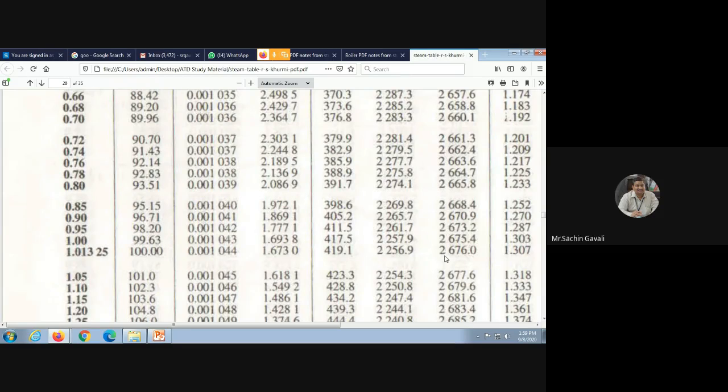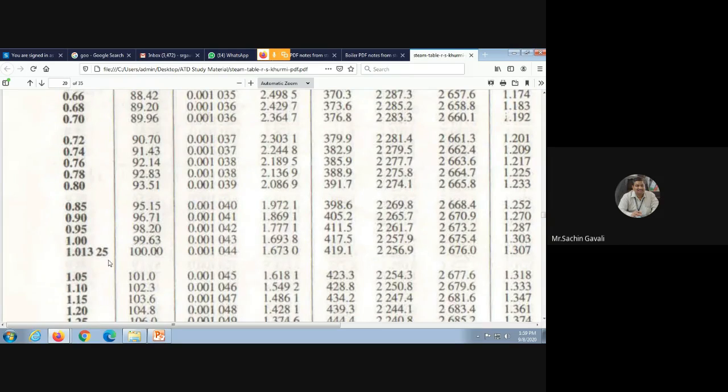So at 1.01325 bar, what is the saturation temperature? Ts is 100. And what is the Hg value? It is hf, hfg, and hg. So this is the column of hg. At 1 atmosphere, what value is it? 2676.